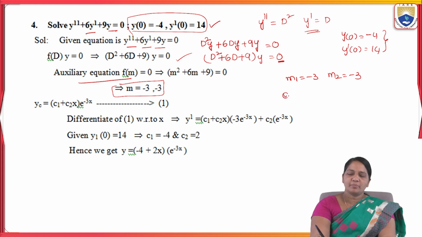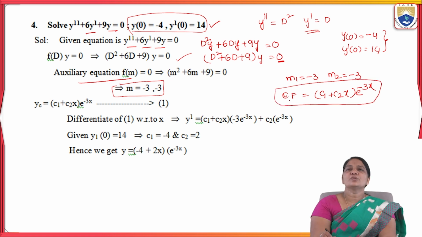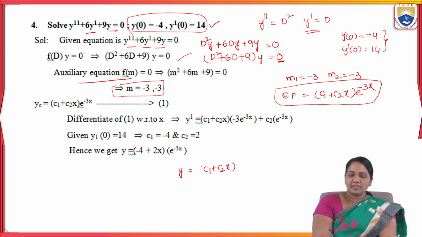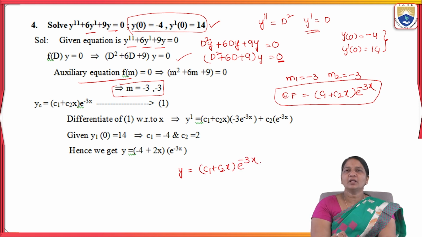So based on this, I am writing the complementary function. The complementary function is (C1 + C2 x) e^(-3x). This is our complementary function. Only the complementary function is the complete solution here, right? So from this I can write y = (C1 + C2 x) e^(-3x). Up to this point the solution is as it is, the same as the previous problem.